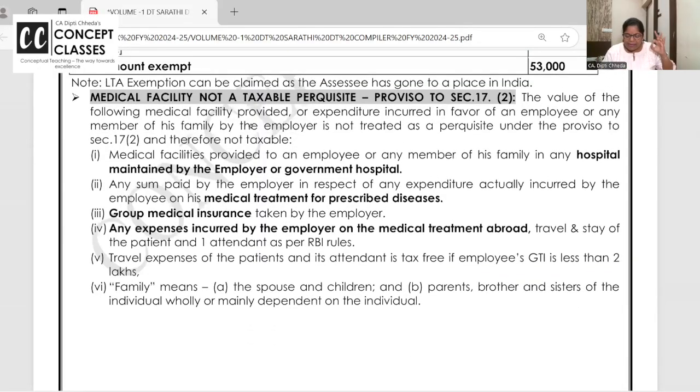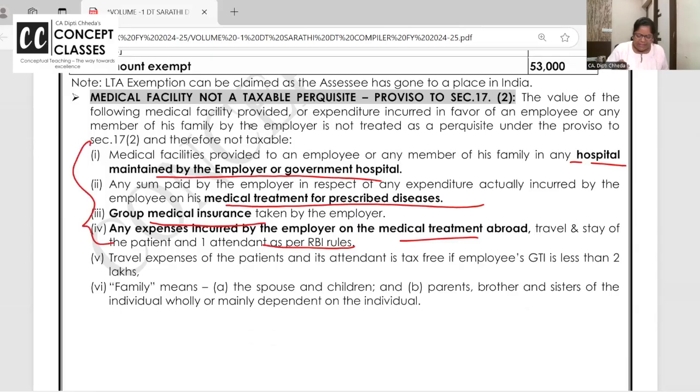Medical facility, limited, is exempt. What is that limit? Any treatment in a hospital either maintained by the employer or a government hospital, or any prescribed diseases, leprosy, HIV, cancer, or group insurance paid by the employer, or medical treatment, travel and stay abroad for the employee and one patient as allowed by RBI. But this is exempt.